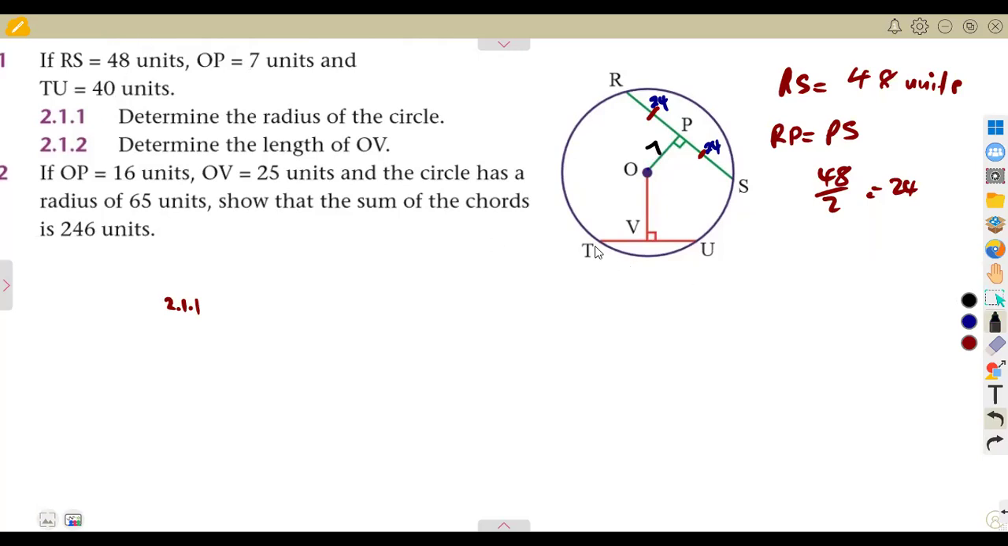TU is 40 units, from T to U. If we do the same thing, we've got equal lengths from T to V and from V to U. If you divide 40 by 2, it is 20. So this TV is 20 and this VU is 20. But where is it playing a role in determining the radius of the circle? What is the radius of the circle?